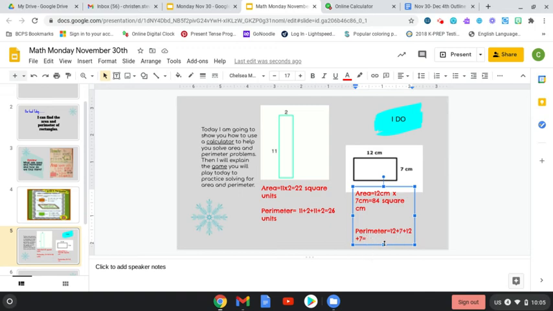then I'm just going to combine those. 24 plus 14, which is going to give me 36 centimeters. So once again, my area and my perimeter are very, very different, okay? They're very different.